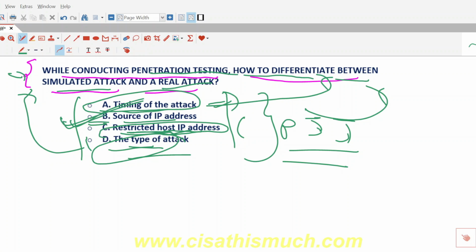So the answer is option B, which is source of the IP address. I hope everyone has understood this question. Thank you so much.